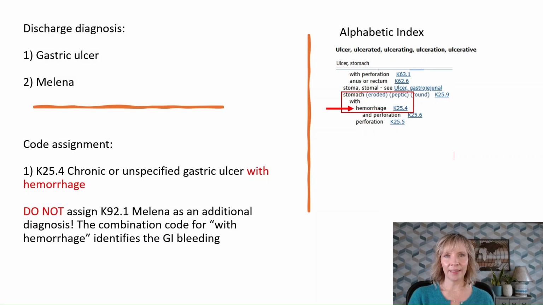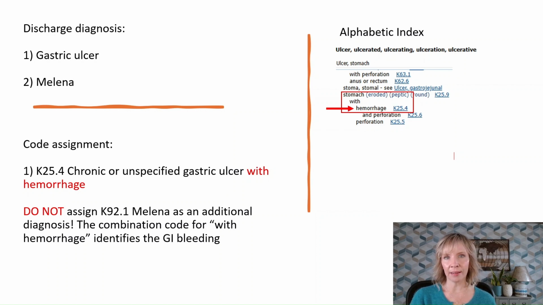In this next example, the provider documented melena and gastric ulcer as the discharge diagnosis. The documentation does not specifically state that the melena was caused by or due to the gastric ulcer, but checking in the alphabetic index under main term ulcer, subterm stomach, we see that it is followed immediately by the subterm with hemorrhage. Because the alphabetic index links bleeding to the gastric ulcer using the word with, the coder can go ahead and assign that combination code for chronic or unspecified gastric ulcer with hemorrhage.